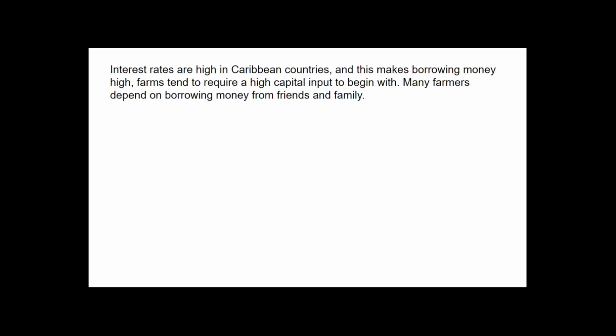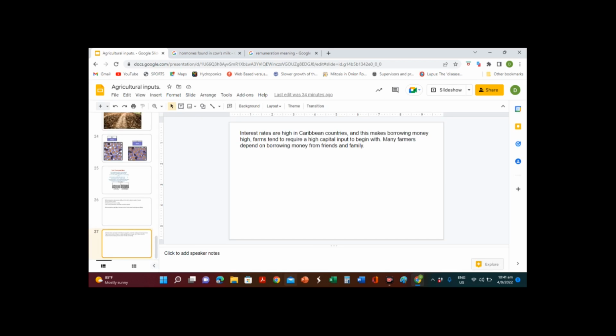And the final input into agriculture is finances. And one problem here is interest rates are high in Caribbean countries, which make borrowing money difficult. And farmers tend to require high capital input to begin with. So many farms depend on borrowing money from friends or family.